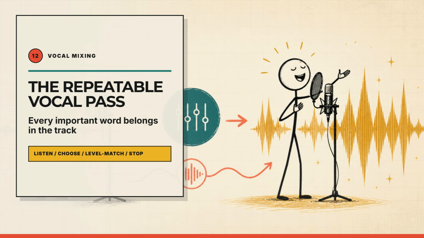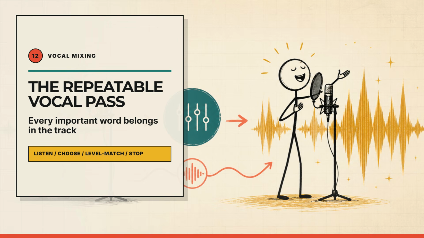Notice the pattern. Every tool begins with a listening question. No high-pass frequency, compressor ratio, reverb decay, or send level is professional by itself. The professional result is a vocal that remains expressive, while every important word belongs in the track. Technique gives you repeatable starting points. Your ears decide how far to go. Keep the singer at the center of the process, and the chain becomes simpler, clearer, and much easier to trust.